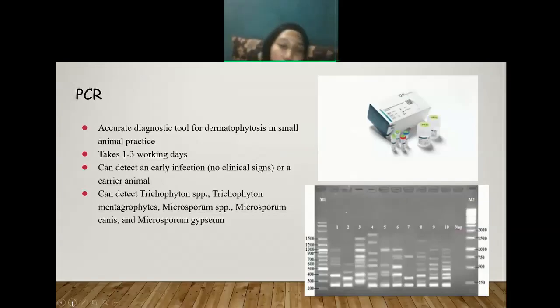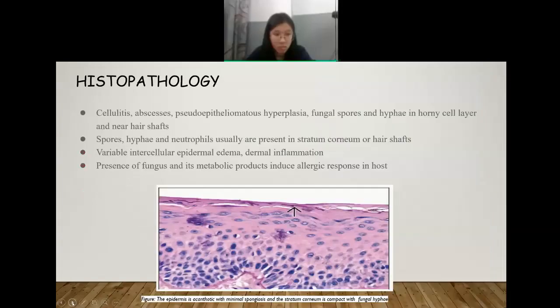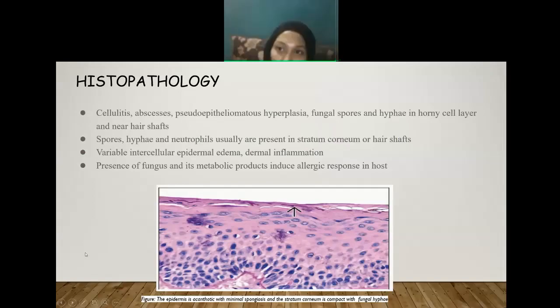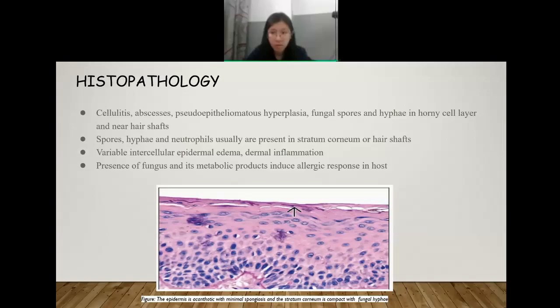So we proceed to the next slide, which is histopathology. For the histopathology part, hematoxylin and eosin stain are used in this case. Hematoxylin is used to stain the cell nuclei blue, whereas eosin stains the cytoplasm pink. An alternative stain that can be used is lactophenol cotton blue stain, mentioned by Mitra just now.